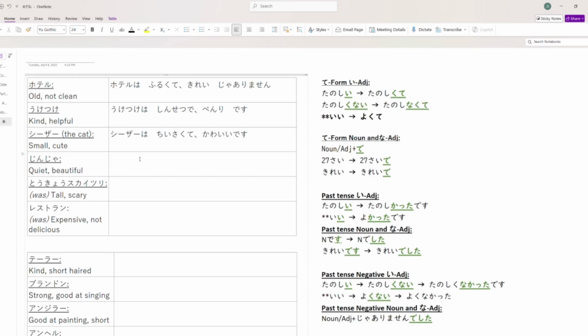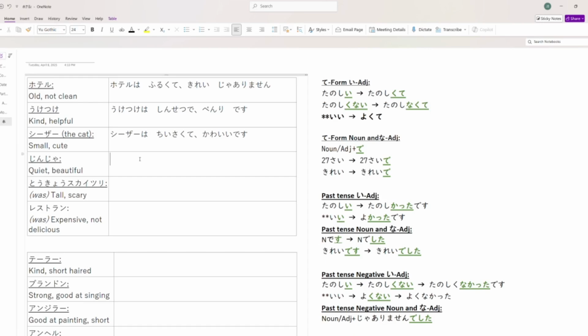Hold on, sorry. This is not an alternate version of saying to for and. It would be incorrect to say chiisai to kawaii. Correct, that would be poor grammar. Saying to would be incorrect. All right, got it.